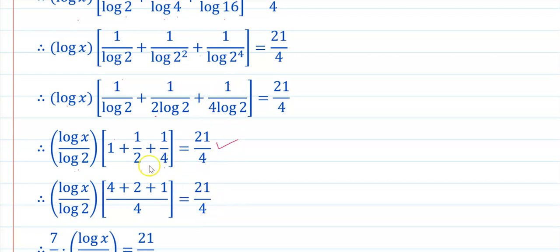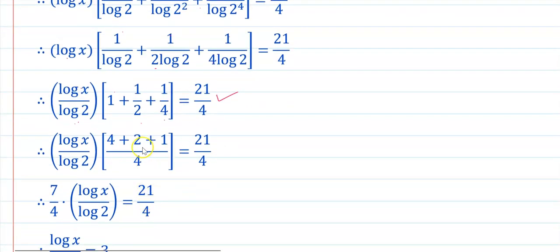Next is normal simplification. Take the LCM. 4 is the LCM. Multiply numerator and denominator by 4 here, that is 4, multiply numerator and denominator by 2, and 1 is as it is. That is 4 plus 2 plus 1 upon 4. You can do the addition however you find easy. That is 4 plus 2 plus 1 upon 4, and you will get here 7 by 4. 7 by 4 log of x upon log of 2.